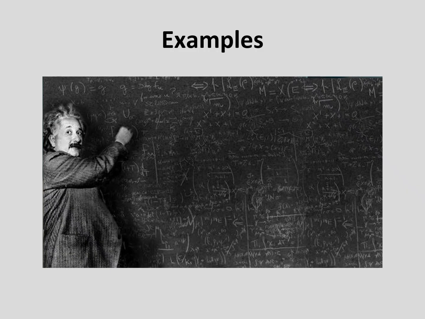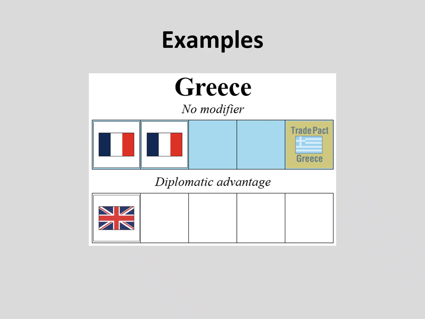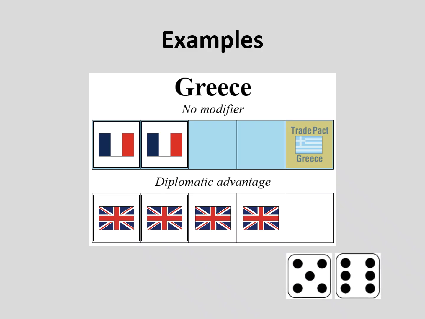Here are some examples of how all this works. We will use Greece because it doesn't have an inherent modifier. Let's assume that diplomacy in previous turns has given France 2 diplomatic results and has left Britain with a diplomatic advantage of 1. Britain's diplomatic effort in the current turn is 3 greater than that of the Central Powers, increasing Britain's diplomatic advantage to 4. A diplomatic die roll of 5 or 6 would fail. There would be no diplomatic results, and the Allies would retain their diplomatic advantage for the next turn.